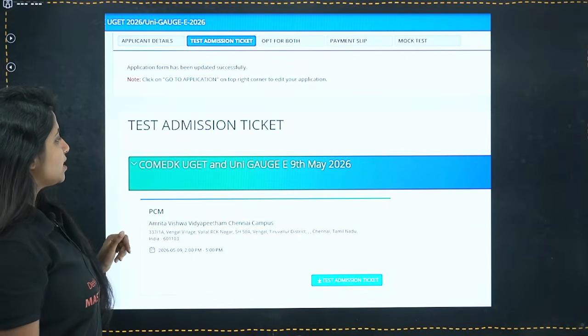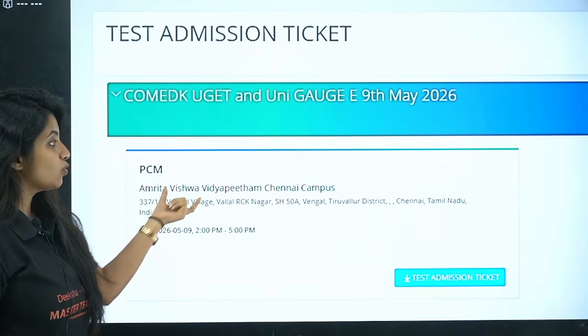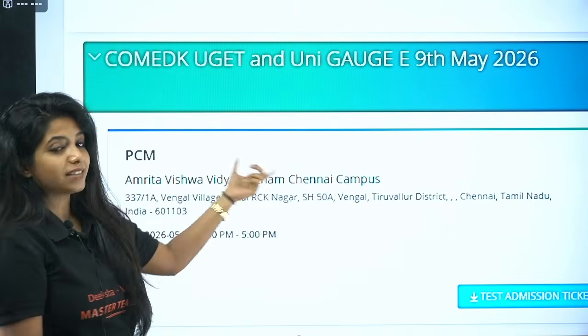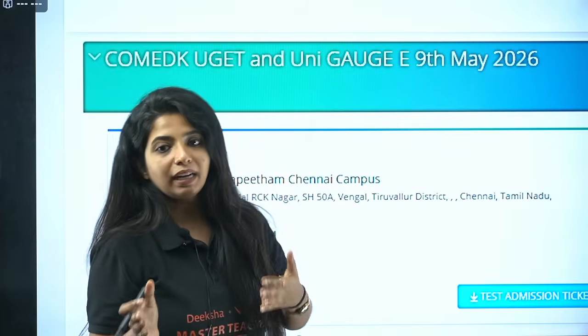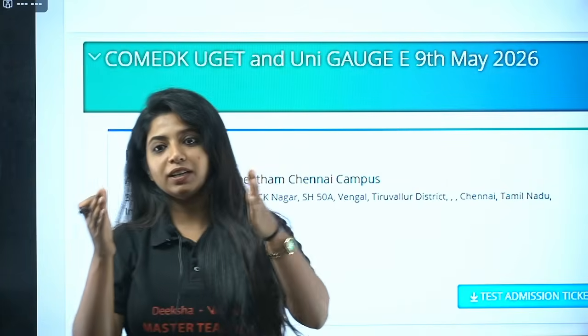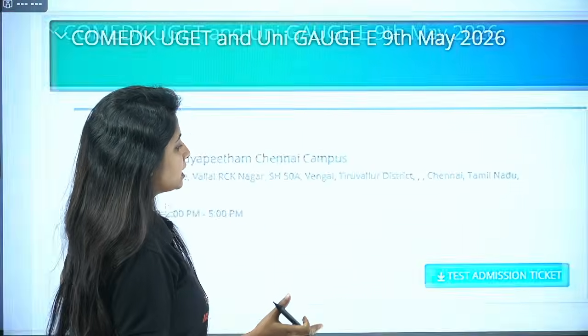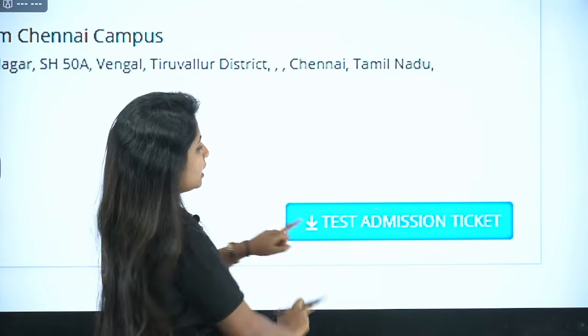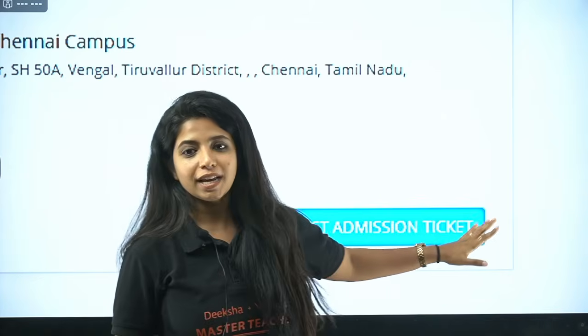Now once you click on test admission ticket, something like this would come up, showing the place where your examination is going to happen, that is your exam center. Also the timing will be mentioned. For example, some of you might get the morning shift, some the afternoon shift, some of you might even get the evening shift. Then you have to click on the option to download the test admission ticket.